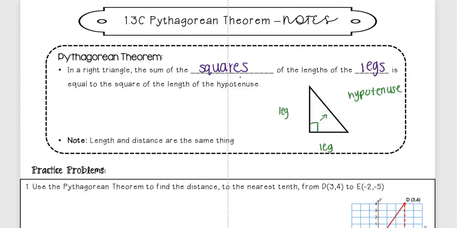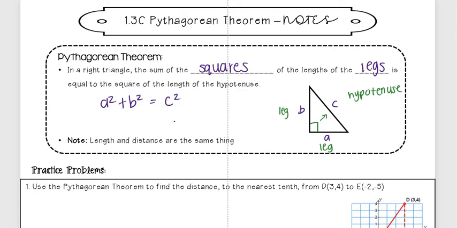And so, writing this out in equation form, what the Pythagorean theorem tells us is that if we square both of these, let's say that this is A, this is B, and this is C. If we square and add these, so A squared plus B squared, it's going to equal the hypotenuse squared, so C squared. So that is the Pythagorean theorem. A squared plus B squared is equal to C squared.